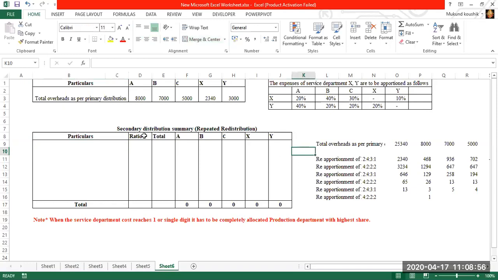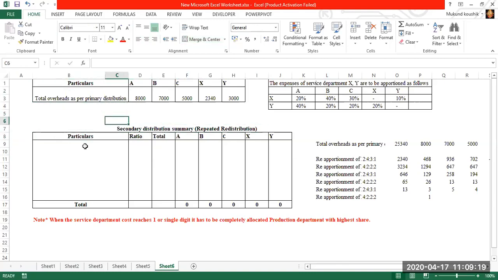Now how do we do secondary distribution? The format remains more or less similar to secondary distribution under the direct redistribution method. First you write the particulars column, second the ratio, third the total, then whatever departments they have given in the question, you write the same. After making these headings, you have to start secondary distribution. So how do you start it?